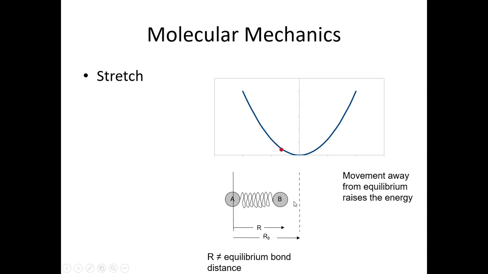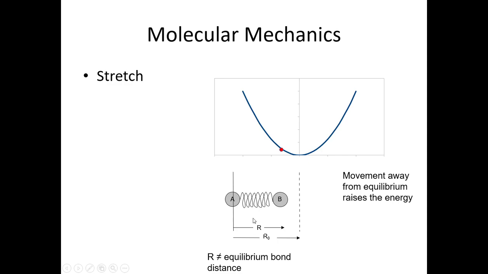Similarly, if you compress a bond and you move it away from equilibrium, the energy should also increase, and you can see the bond distance is not at the equilibrium bond distance, and so the energy must go up in that case. So how can we find a function that gives us an energy profile like this as we change the bond distance?